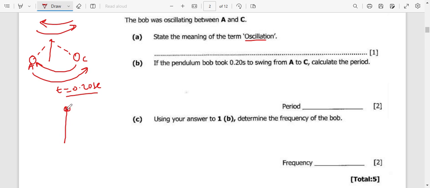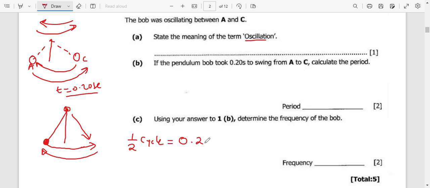So what you are going to do is divide this movement. The bulb is able to move from this point to this point, which is the end. If it reaches this, that is half of the journey because it has to come back. If it comes back, then that is one oscillation. So just moving from this point to the end is a half oscillation. So we're going to say 1 over 2 cycle or oscillation is taking what time? They've told us 0.20 seconds, because moving from point A to point C is a half cycle.